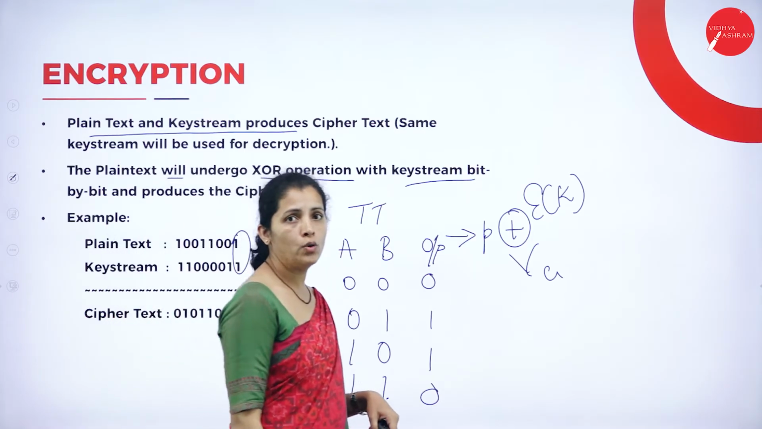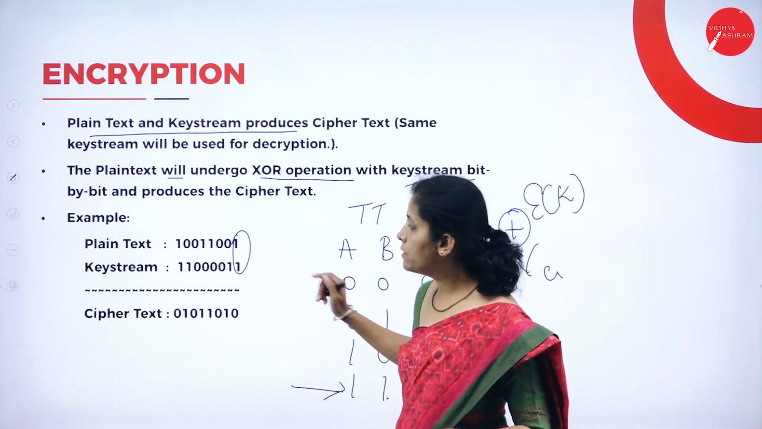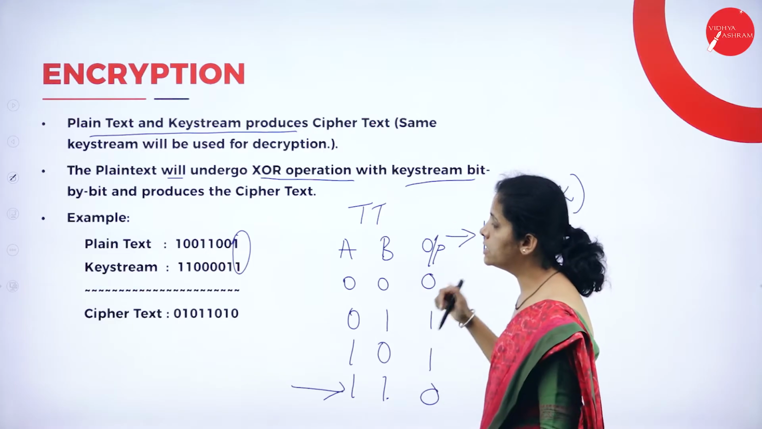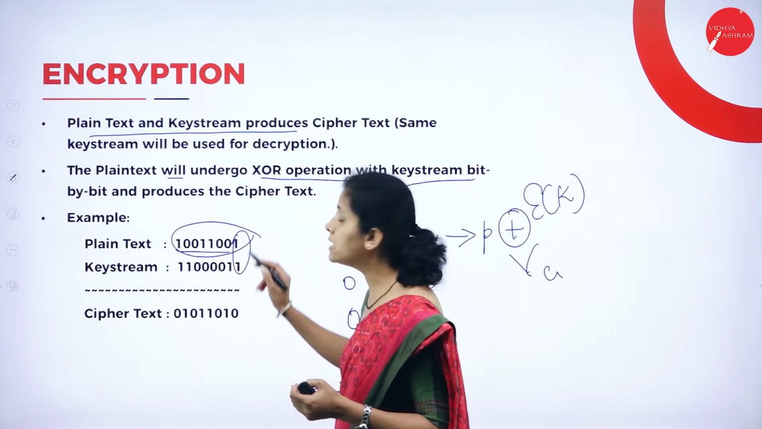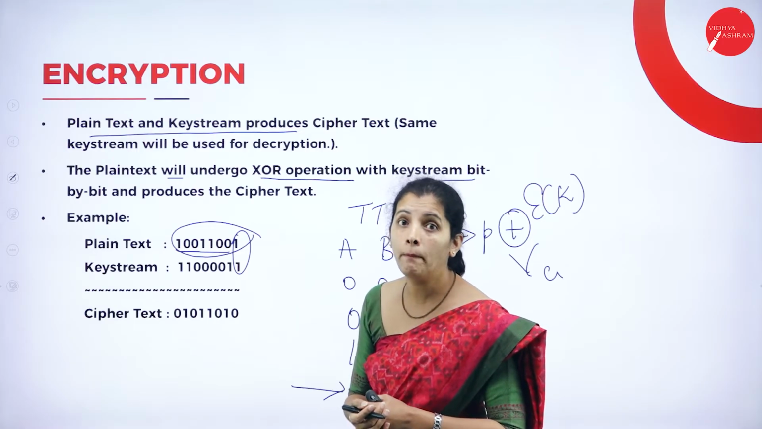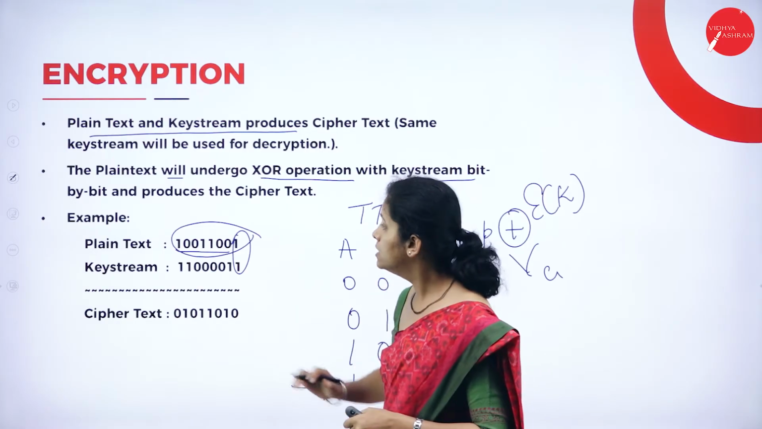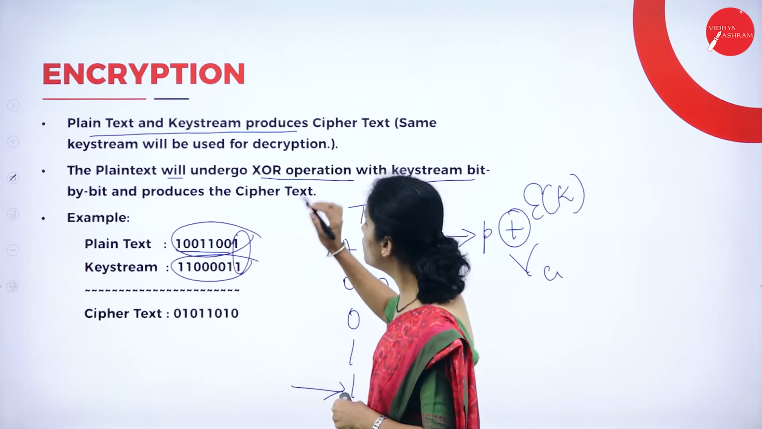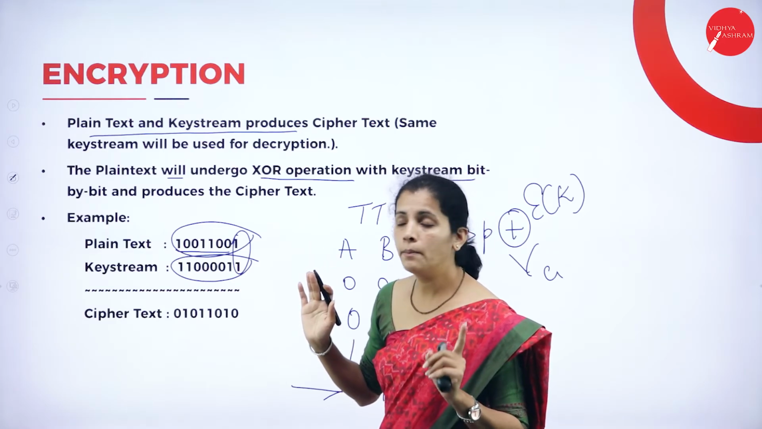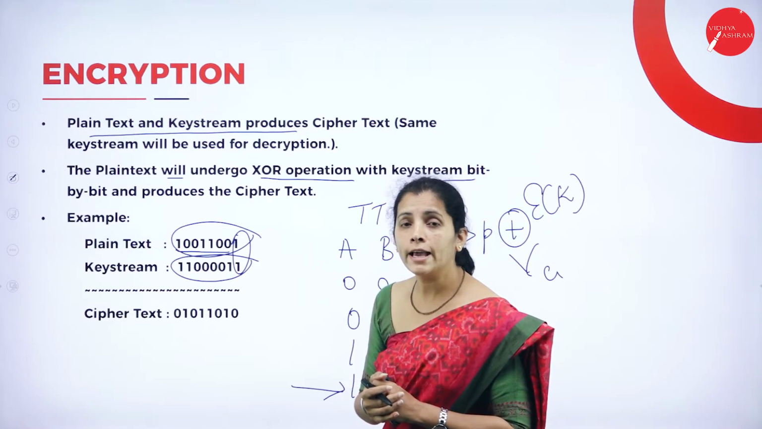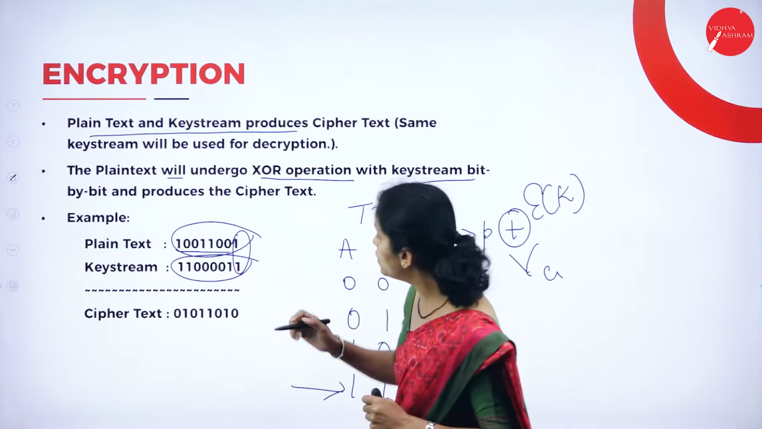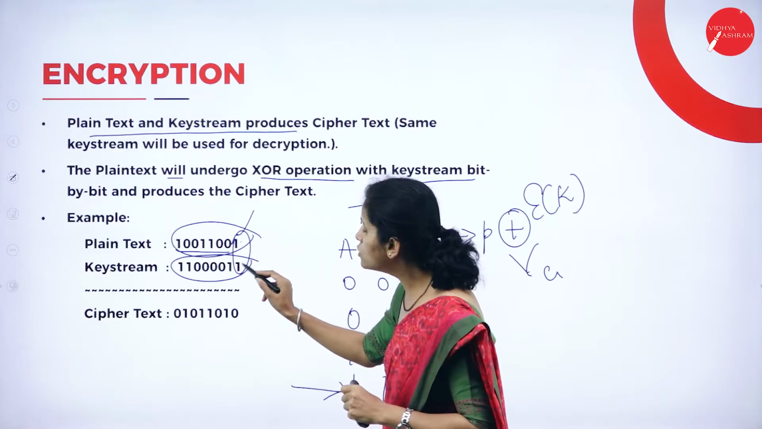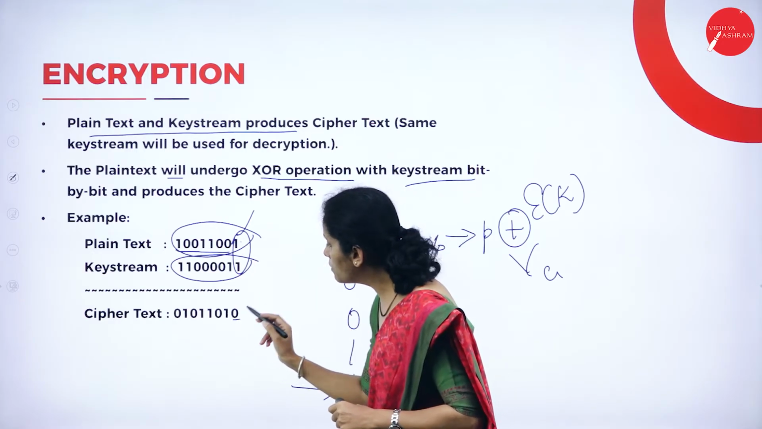While solving this example, I want to remember this truth table. Here you have the plain text, and its length is 1 byte, that's nothing but 8 bits. Once again I have the key stream, and its length is 1 byte, that is 8 bits. Now I want to perform XOR operation bitwise. Considering the first bit, I have 1 XORed with 1, and the output is 0.